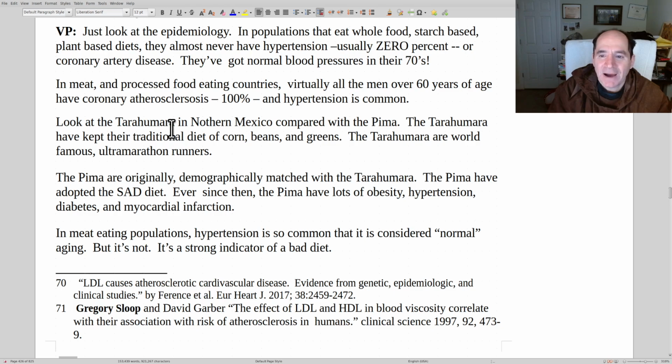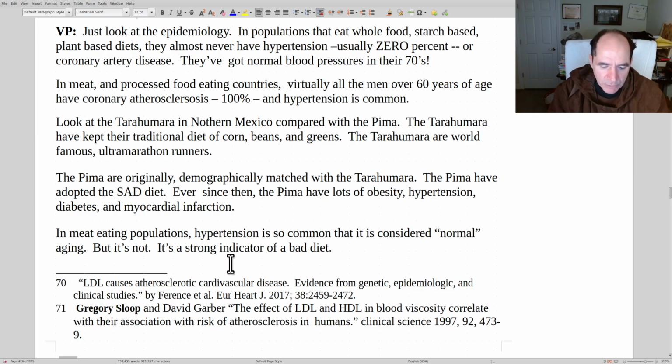Okay, look at the Tarahumara in northern Mexico. Compare them with the Pima, who eat the SAD diet. The Pima are fat and sick: coronary artery disease, diabetes, hypertension, atherosclerosis, getting their legs amputated. They're sick. The Tarahumara are world famous ultramarathon runners, and you get a similar picture. Like with the Yanomamo, they eat a plant-based diet. They don't get hypertension and atherosclerosis.